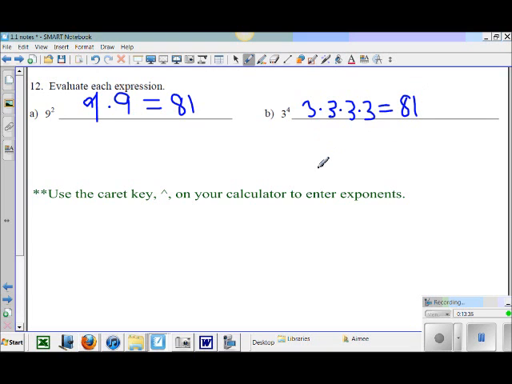Now if you are using a calculator to do these, which I highly recommend, you are going to use the caret key. Notice it's spelled different than the carrot you eat or the carat that you measure diamonds in. This little symbol right here is called a caret, and you should find those on your calculator, and then you could enter in 3 caret 4, and then when you hit enter, you would come up with 81.